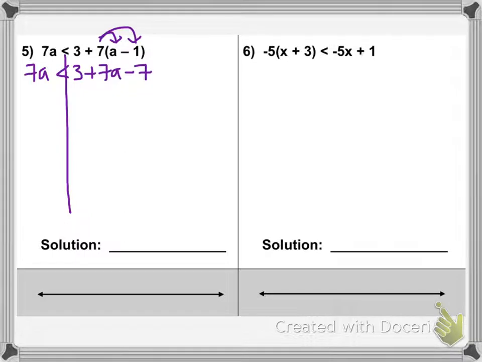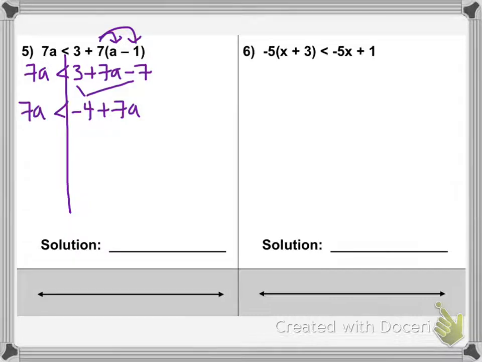All right, now we're going to clean up that right side by combining like terms. We can combine the 3 and the negative 7. That makes negative 4. Bring down everything else. We've got a positive 7a on the right, got a less than, we've got a 7a on the left.